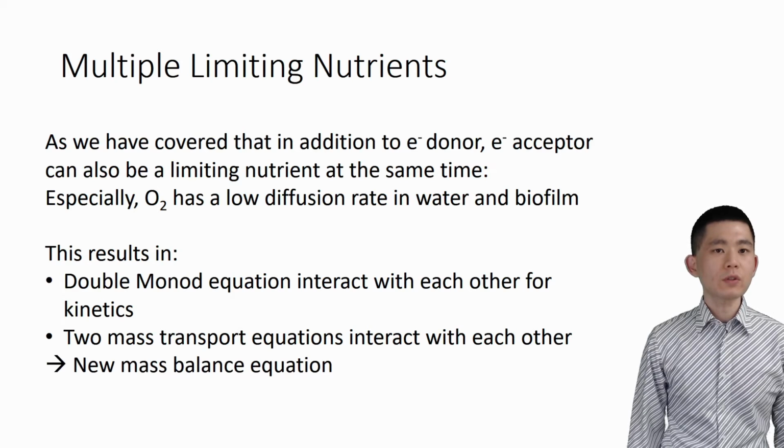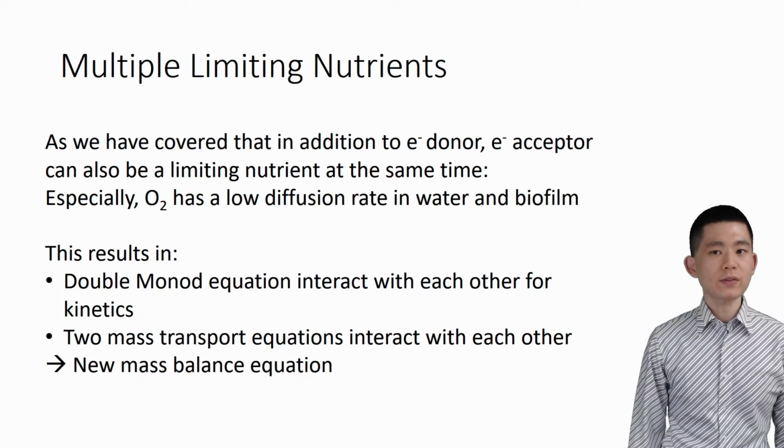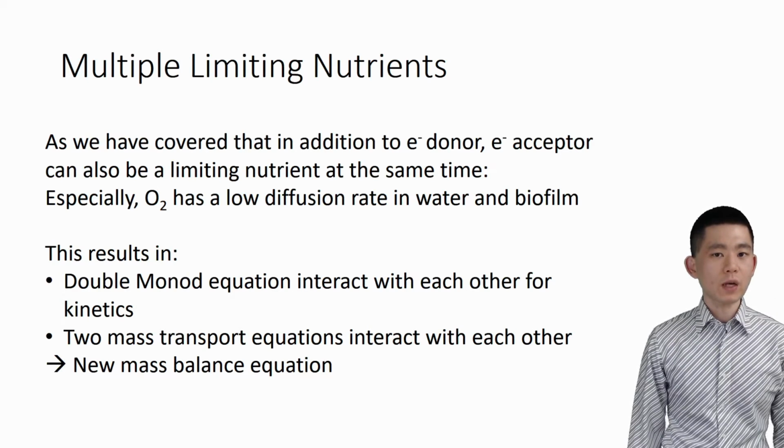To account for two limiting nutrients, two separate mass transport equations interacting with each other need to be coupled with the double Monod equations, forming two separate mass balances interacting with each other. This complex system of equations is typically solved numerically with the help of computer software.